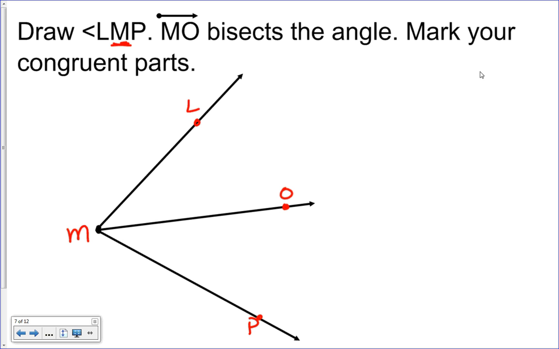To mark my congruent parts, this top part then is congruent to the bottom part. So angle LMO is congruent to angle OMP. What that tells you again is if this top angle is 50, so is the bottom angle. If the top angle is 97 degrees, so is the bottom angle. You might not know what they are yet, but you do know they are exactly the same. Okay, make sure you have that picture in there.